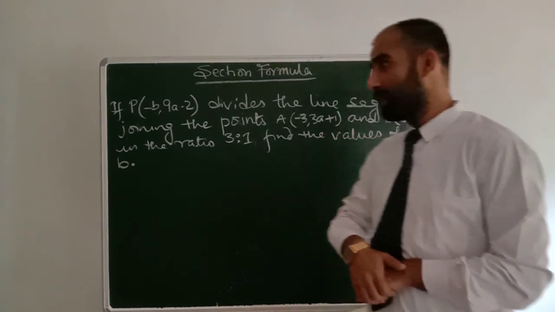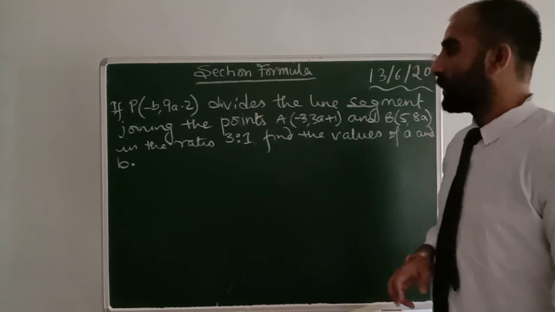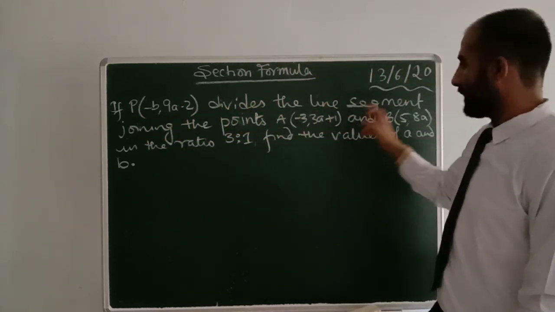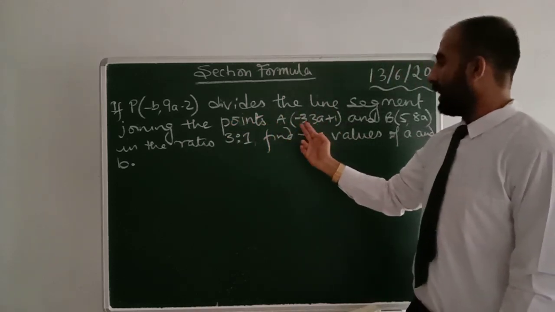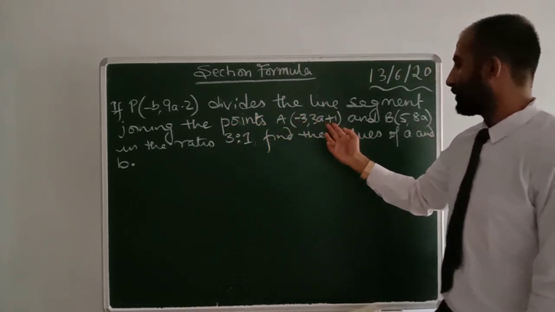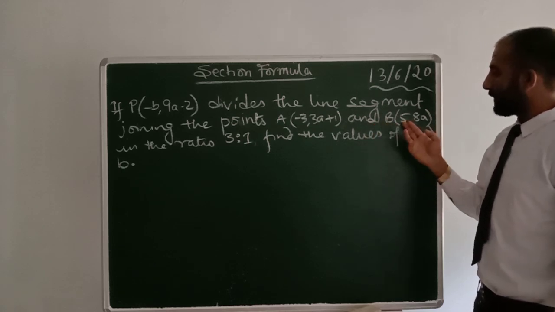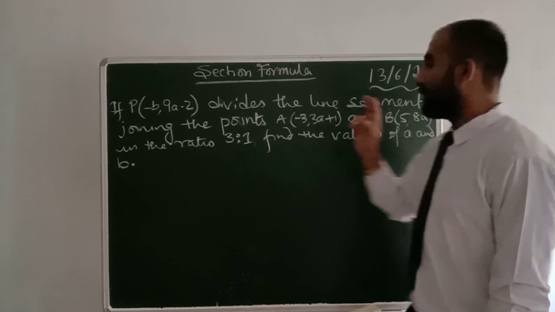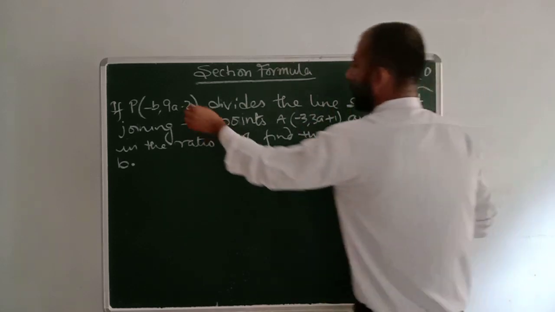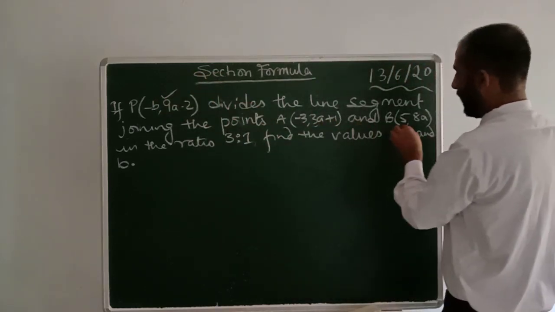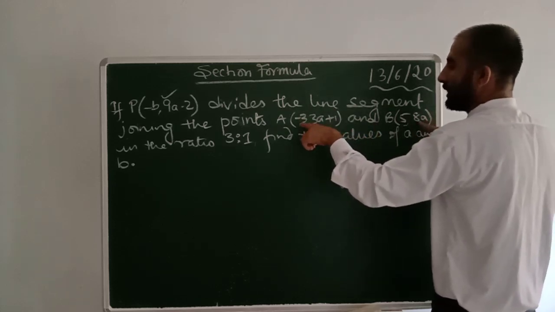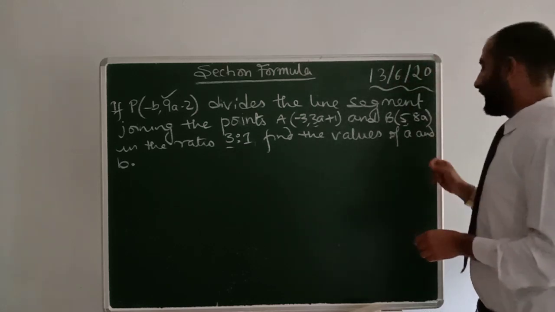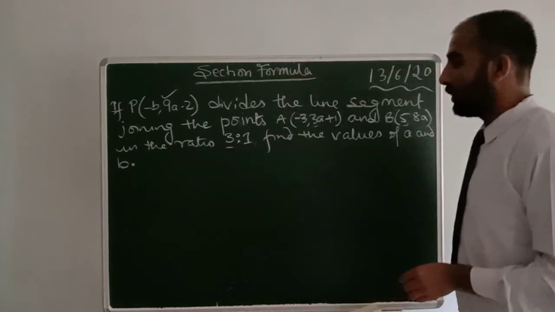So I'm here with the first question, which says if P(-b, 9a - 2) divides the line segment joining the points A(-3, 3a + 1) and B(5, 8a) in the ratio 3 is to 1, find the values of a and b. That means we are given the two points and the ratio, so we are going to find out the values of a and b. Okay, let's see.